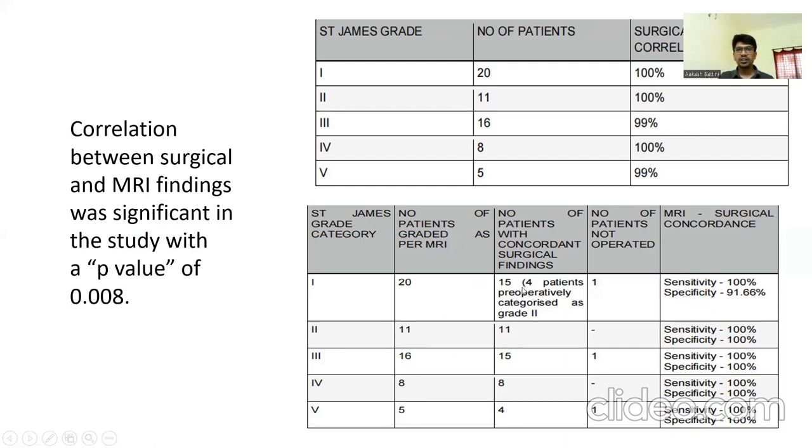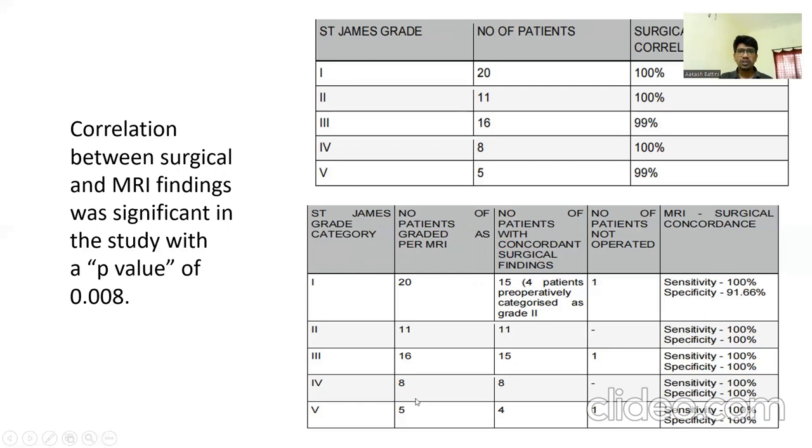Grade 2 is seen in 11 patients as per MRI grading, and surgical concordant findings are seen in 11 patients. Number of patients not operated is 0. Sensitivity and specificity both are 100% here. Grade 3 is seen in 16 patients. Number of patients with concordant surgical findings is 15. Number of patients not operated is 1. Surgical MRI concordance: sensitivity and specificity of 100%.